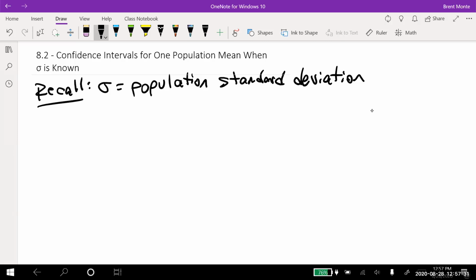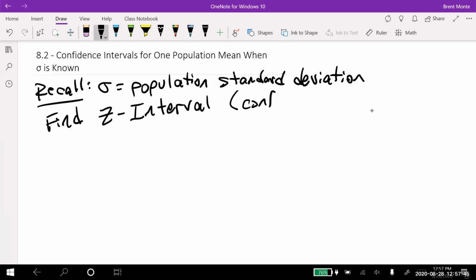Now, what we're going to do is build what's called a Z confidence interval. So we're using Z, remember those areas under the Z curve that led to the proportion, the chance that we think we're right. So we're using that idea.